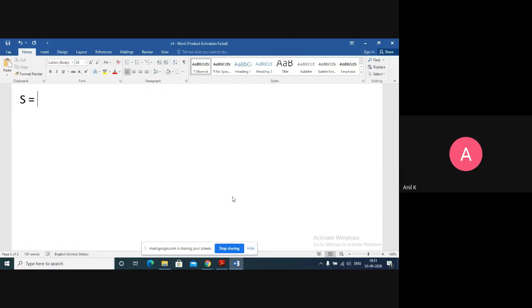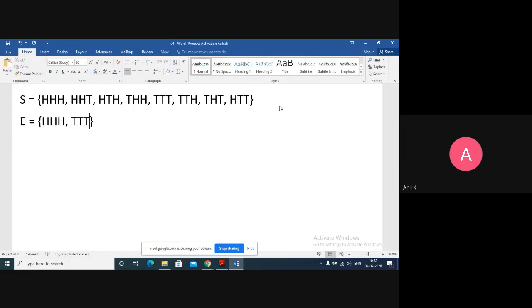So my sample space we already knew. If 3 coins are tossed, then we have these 8 outcomes from the sample space. Now event E is given as all the heads or all the tails. So it will be HHH and TTT, which is event E.